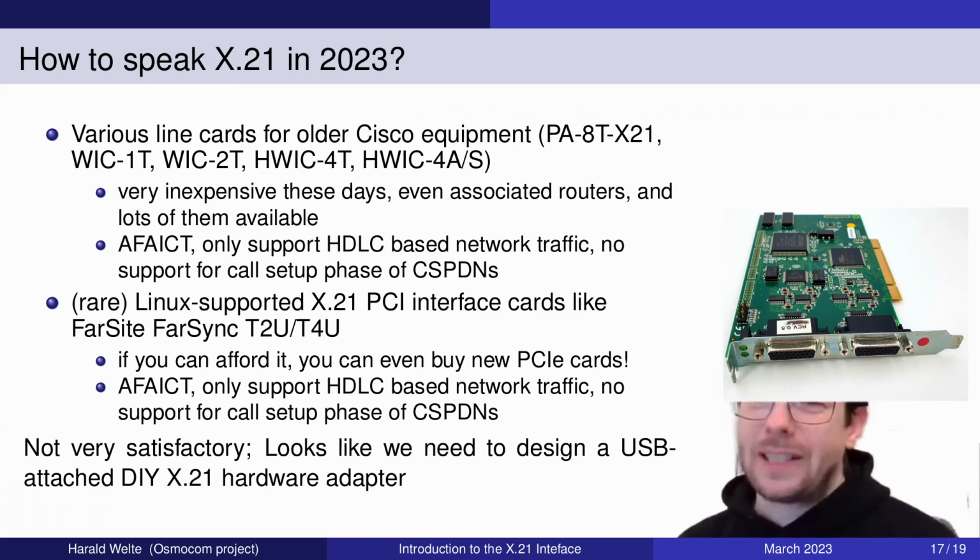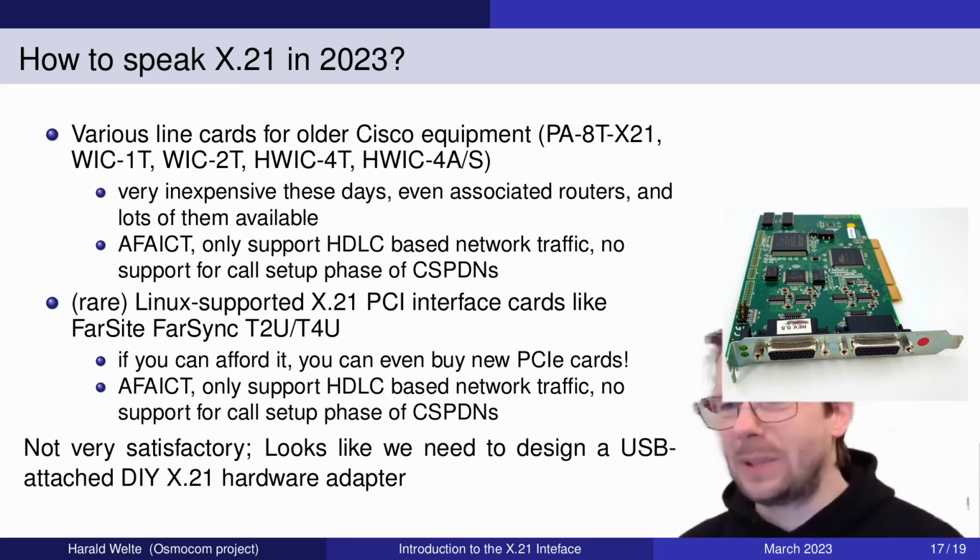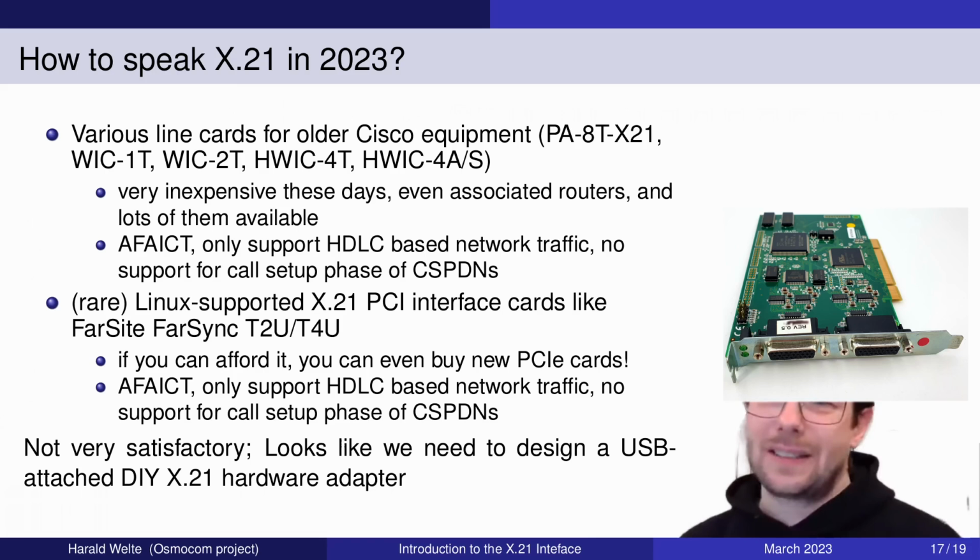But it doesn't really have support. At least I'm not aware that any Cisco equipment ever had support for the signaling and this call setup phase and all that is required in the CSPDNs. So basically, that equipment I think was introduced at a time where the CSPDNs were already dead, and X.21 was only used for leased lines anymore, or leased data services, point-to-point data services from operators. And all of this signaling stuff was no longer needed.